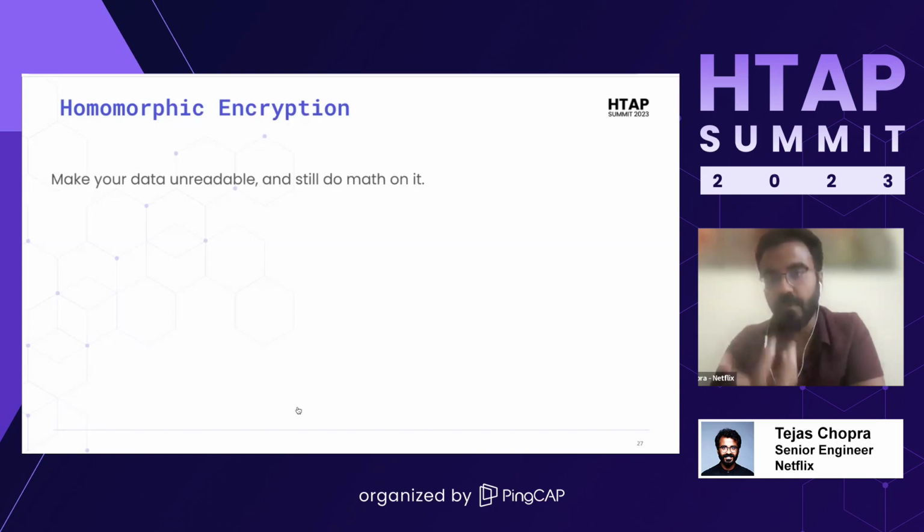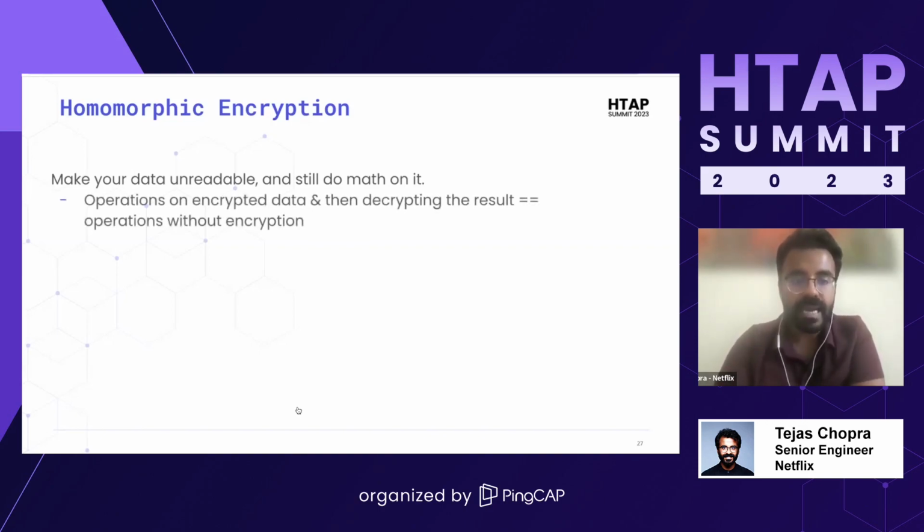And for folks who may already know, when you encrypt data, you cannot do any computation on it without decrypting the data. Homomorphic encryption is a technique of encrypting the data in such a way that you can actually perform operations on it. The idea is that when you perform the operations on the encrypted data and then decrypt the result, it would be similar to performing the operations without any encryption.